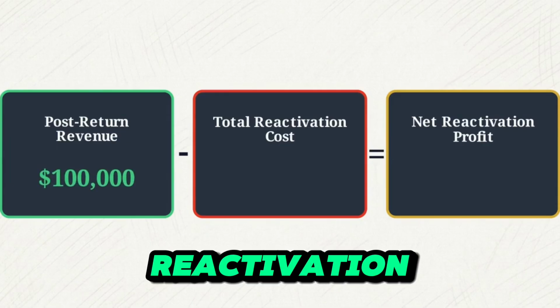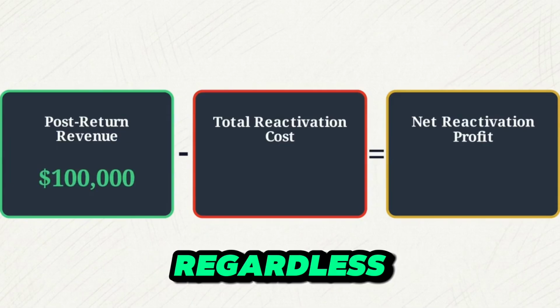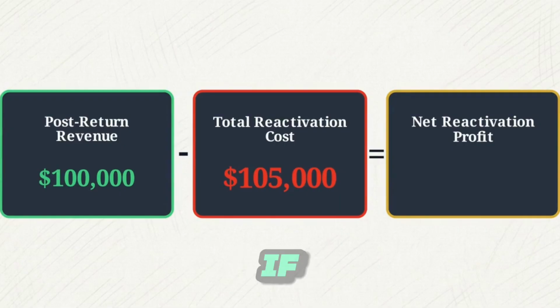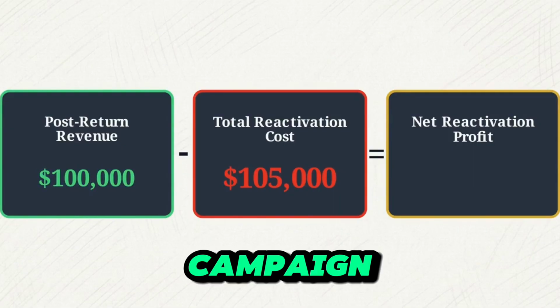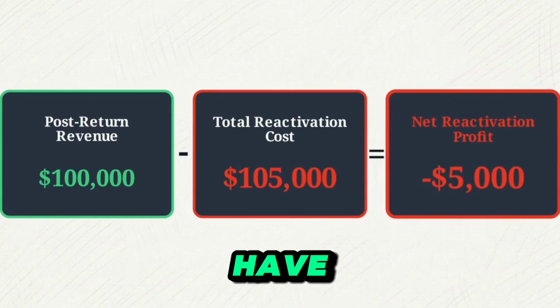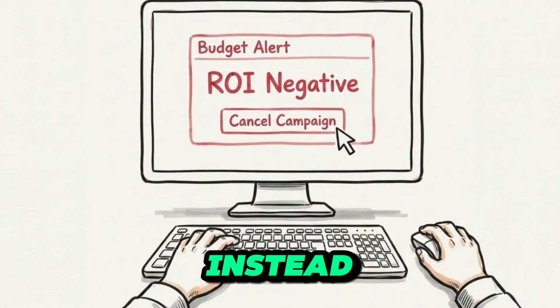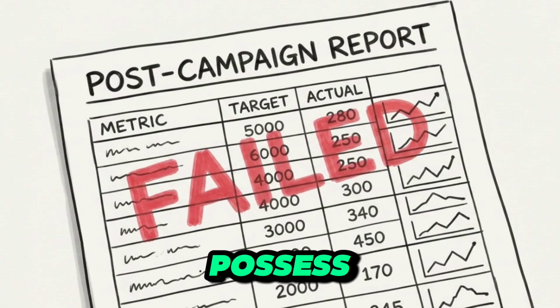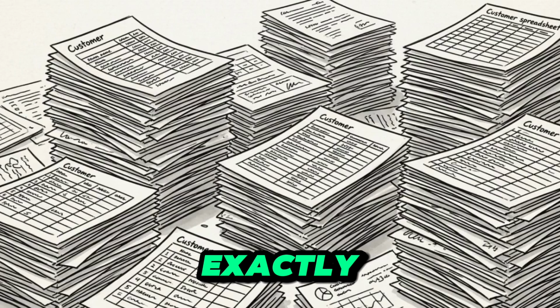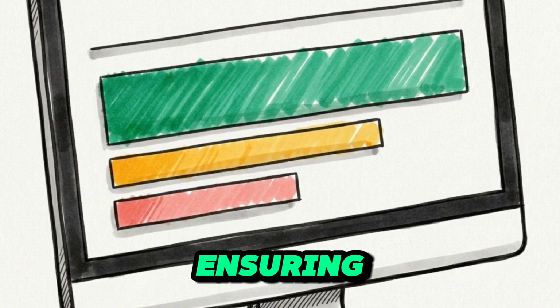Successful reactivation demands economic discipline. Regardless of how many people come back, if the cost to acquire the returnee exceeds the profit they generate, the campaign has failed. You now have a working matrix. Instead of a massive, unorganized list of past buyers, you possess a prioritized, color-coded dashboard that dictates exactly who deserves your marketing budget. Your marketing now operates with a clear hierarchy, ensuring every dollar spent targets a customer likely to return profit.